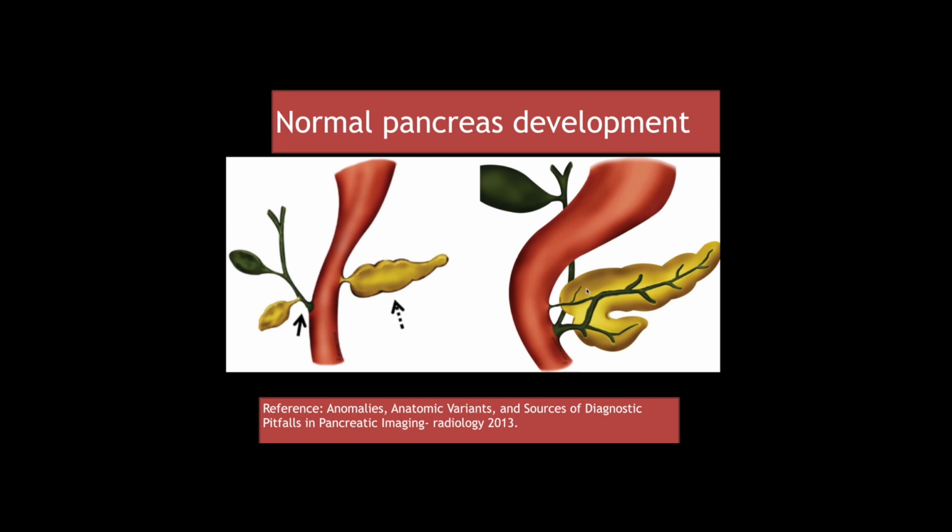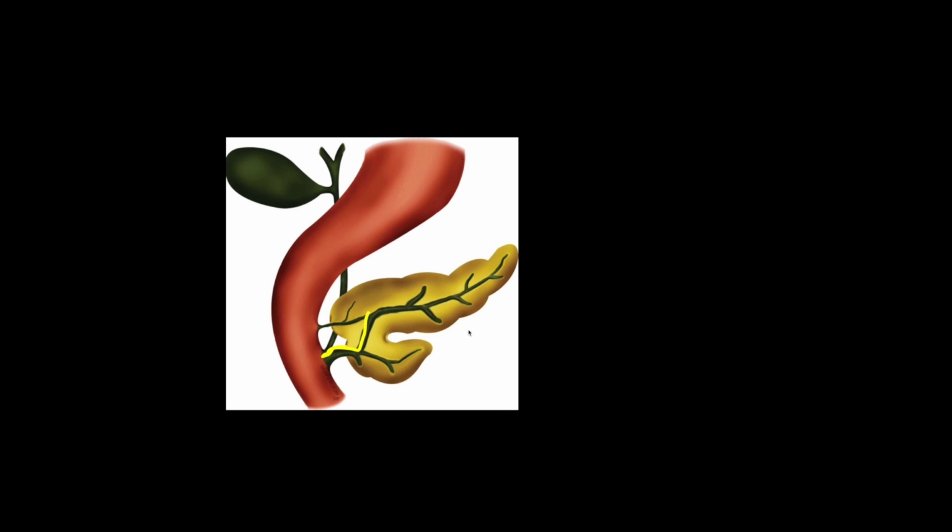So most of the pancreatic parenchyma, that is the anterosuperior part of the pancreatic head, the entire body and tail regions develop from the dorsal bud, whereas the ventral bud gives rise to the inferior part of the pancreatic head and uncinate process. Now what happens to the ducts? After the fusion of the buds, the ducts also get anastomosed.